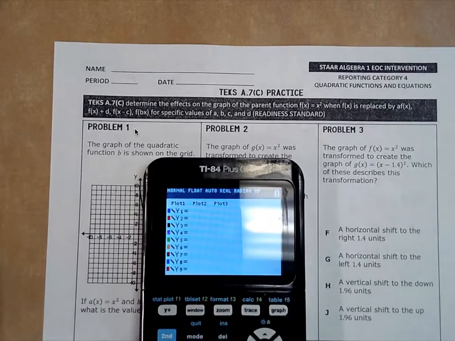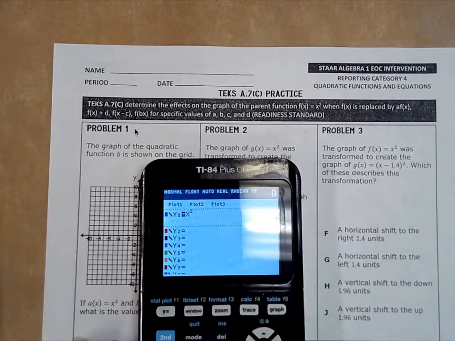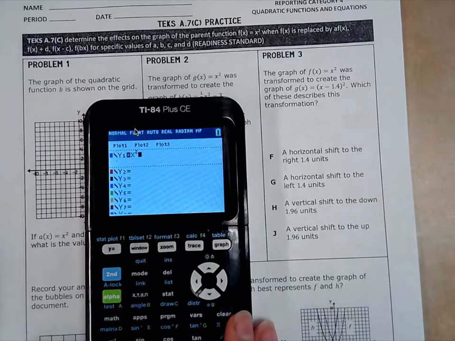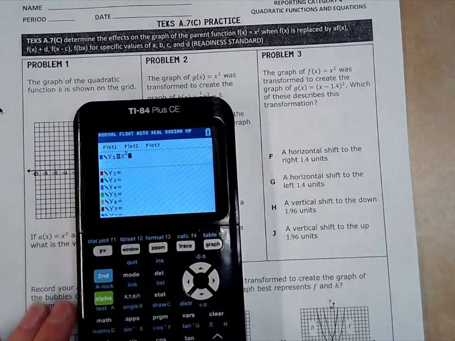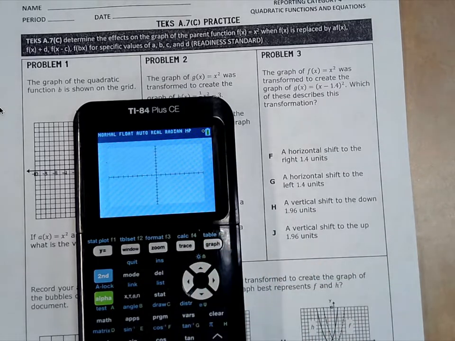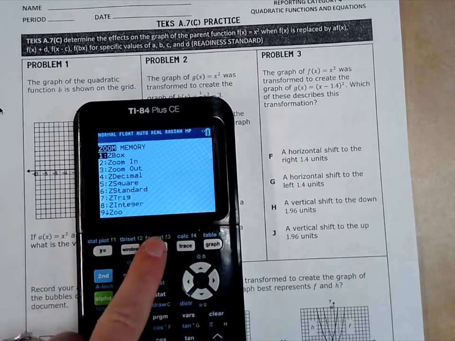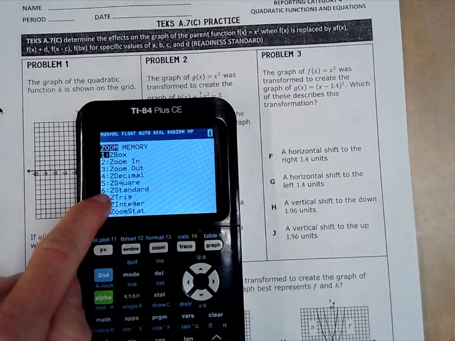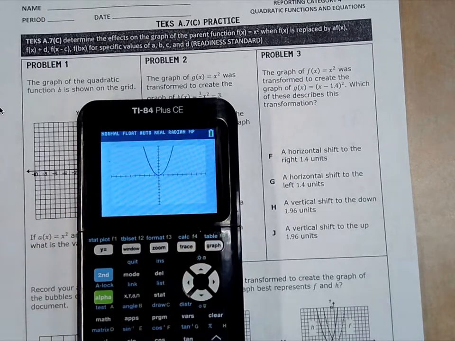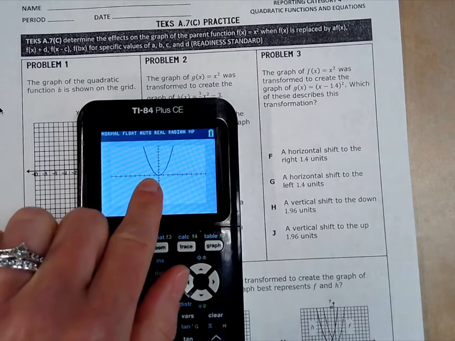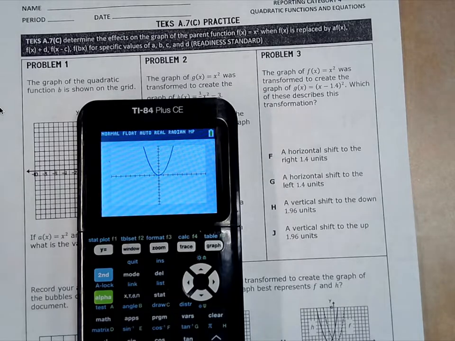So the parent function is y equals x squared. This is what's called our quadratic parent function. So put in x squared and let's graph it. If the graph doesn't look like it normally does, you can always go to zoom, and then number 6 is standard. That's the way it's defaulted to look. So see how it goes through the origin. It's a parabola. It's that U shape, and it's going upward.